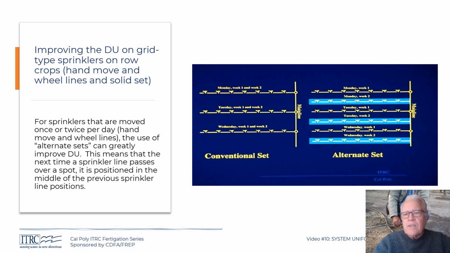And what it does in effect over the course of 2 irrigations is give you half the spacing. You're putting on the same amount of water, you have the same duration, you have the same distance between lines, but over the course of 2 irrigations you have half the spacing, which really bounces the uniformity up tremendously.